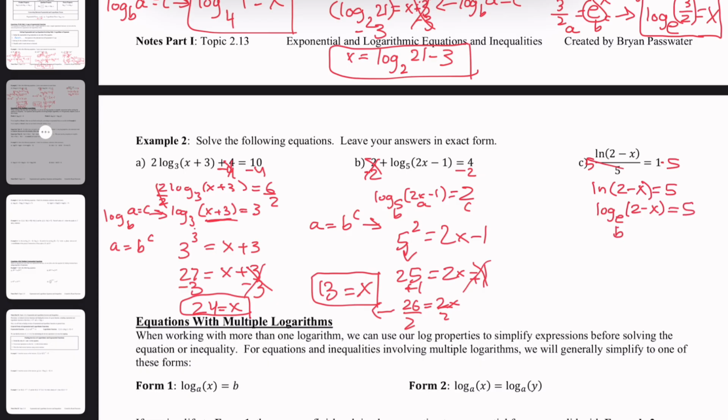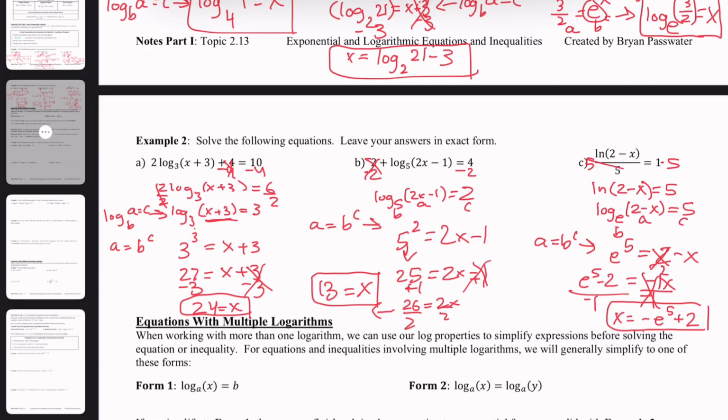And so now we know that this is B and this is A and this is C, so changing it into an exponential would be e to the power of 5 is equal to 2 minus x, and now solve for x. And that's our answer right there. And when we divide by the -1 right here, it changes this to negative, but changes the 2 to positive because that's 2 negatives right there. And then we get this answer.